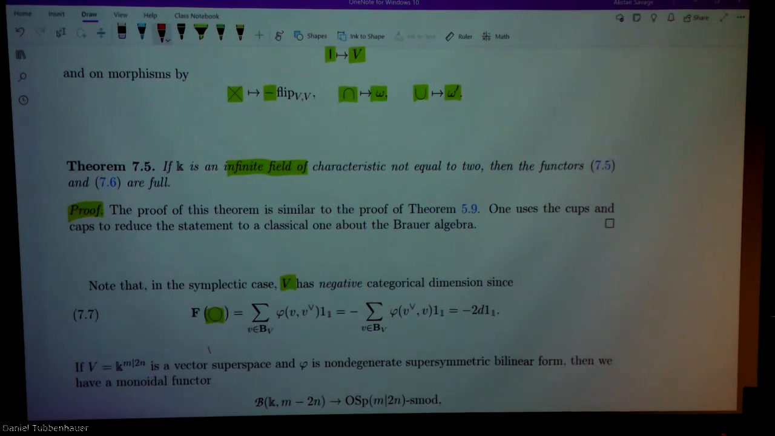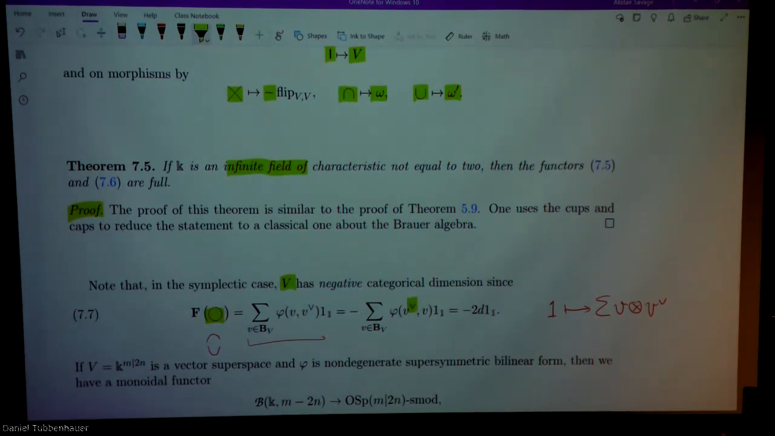well, it's a cup composed with a cap. So the cup sent the bubble to, remember that the cap did this, sent it to V tensor V check. And then that was the cup. And then the cap applied your bilinear form. So what you get is this sum here. But that check meant left dual, not right dual. So we need to flip it so that the dual is on the left.